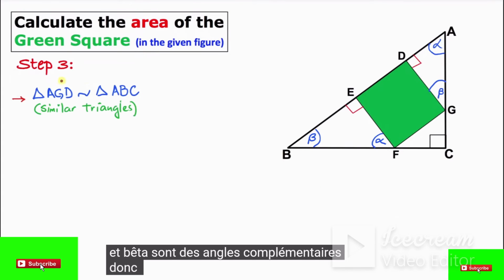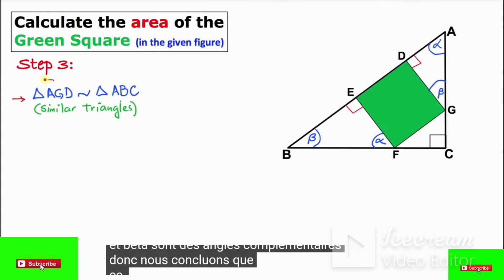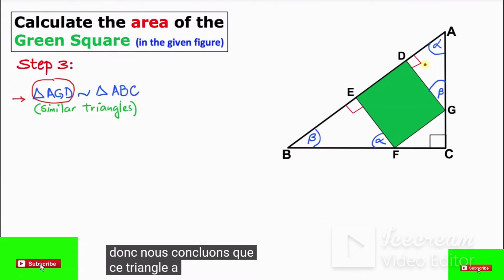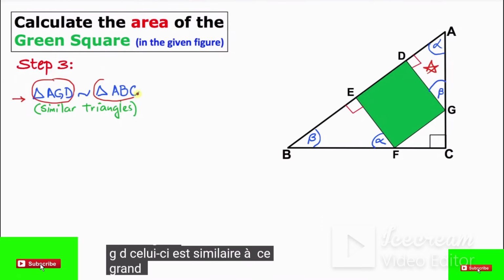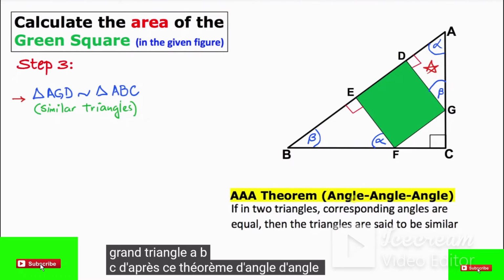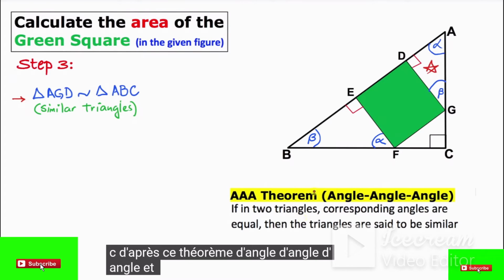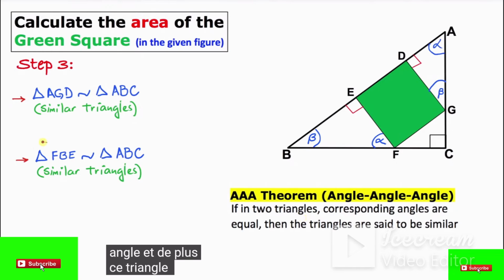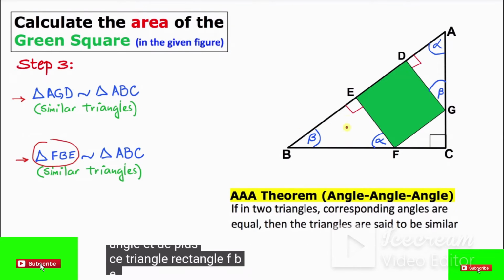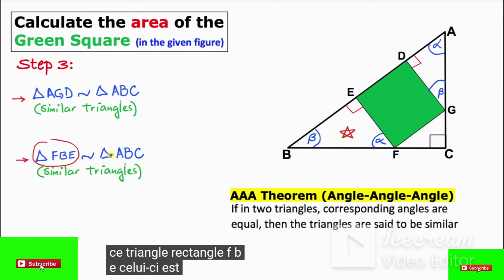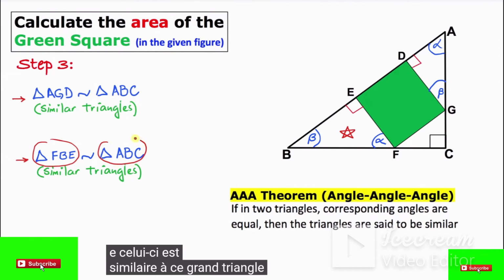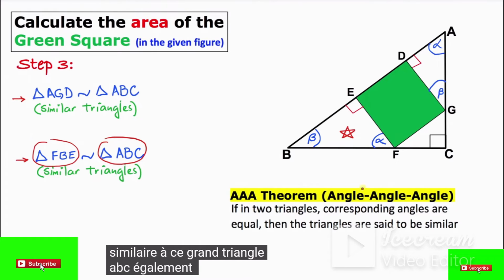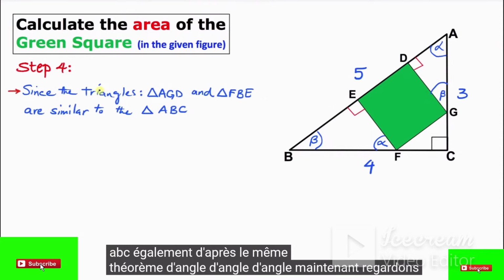So therefore, we conclude that this triangle AGD, this one, is similar to this big triangle ABC according to this angle theorem. And furthermore, this right triangle FBE, this one is similar to this big triangle ABC as well according to the same angle theorem. Now let's look at this next step.